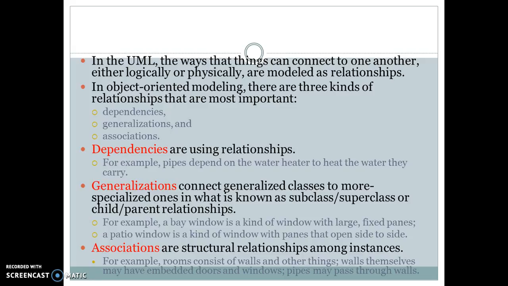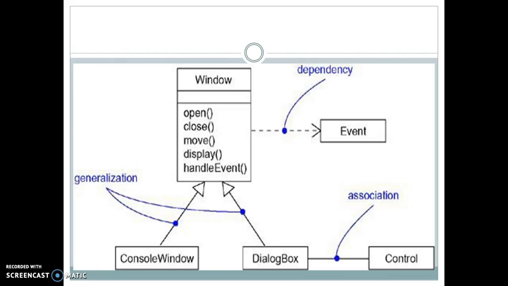Associations are structural relationships among instances. That is, dependencies and generalizations explain the relationship between class to class, whereas associations are structural relationships among object to object. For example, rooms consist of walls and other things. Walls themselves may have embedded doors and windows. Pipes may pass through walls.